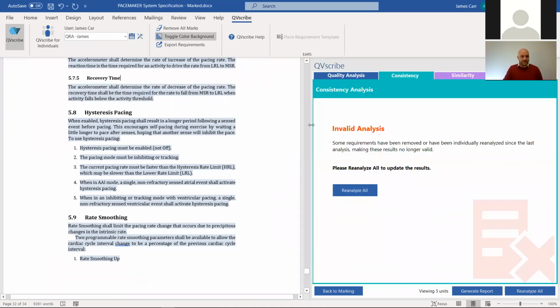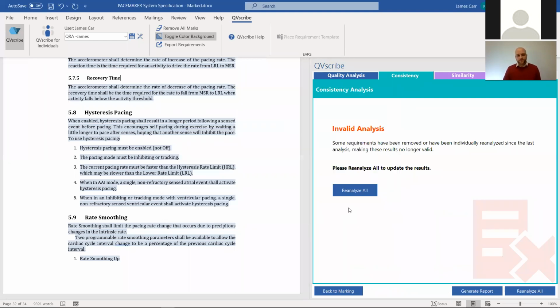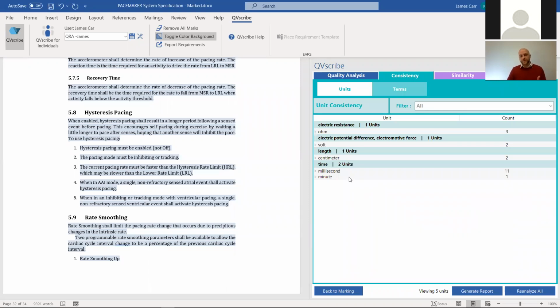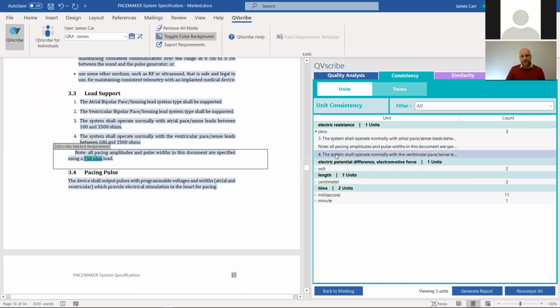Moving to consistency, I made some changes to the document here, so it's just going to reanalyze the document. So again, that quality check, consistency, and similarity are done. This document has about 200 requirements in it. So you see each of those being done here. Now they're being checked. So the first one is a check for the units. So this is pulling out all the units that are used in the document, so I can go through and make sure that they're being used consistently.